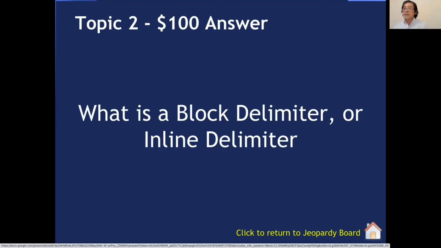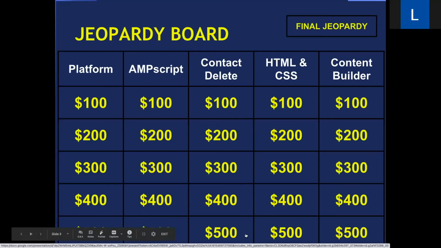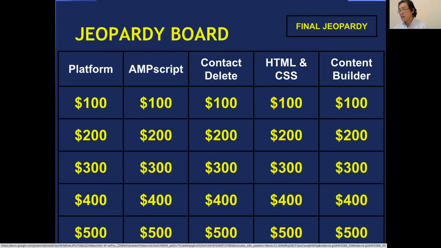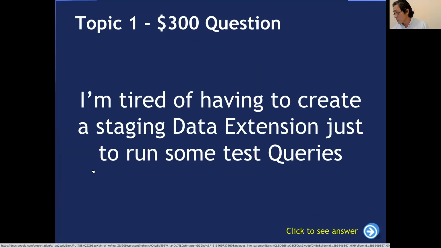Polo, you are next. Okay, here I am. Let's see. I'm going to go for platform 100. That's taken already. Platform 200, that's taken as well. Platform 300. Okay. There you go. Good choice. I'm so tired of having to create a staging data extension just to run some test queries. What am I?